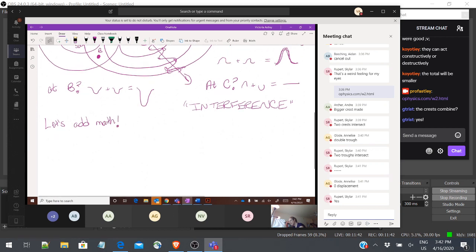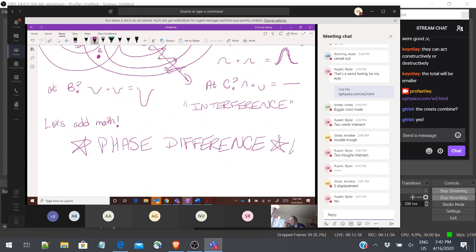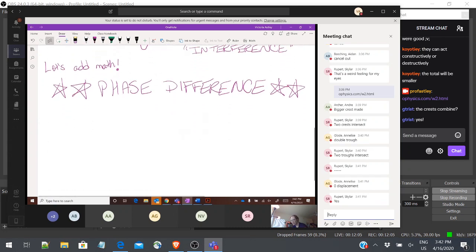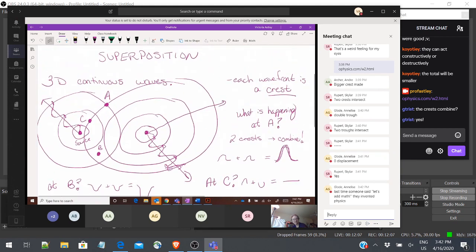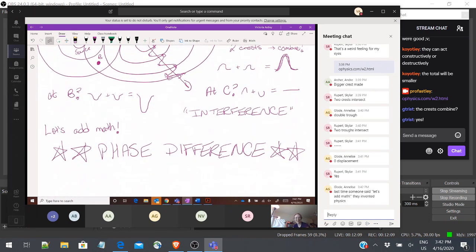The key idea is phase, specifically phase difference. If you were doing an interference type problem and you're not finding the phase difference, you're probably doing it wrong. Phase difference. Right, we talked about phase previously, like Tuesday. Let's add math. All right.